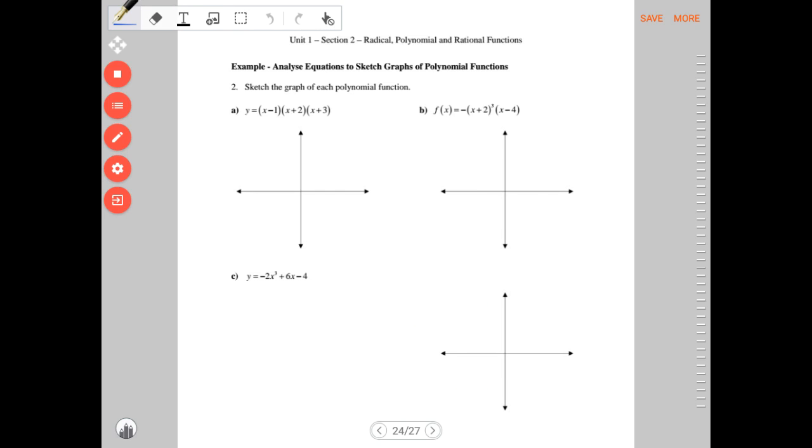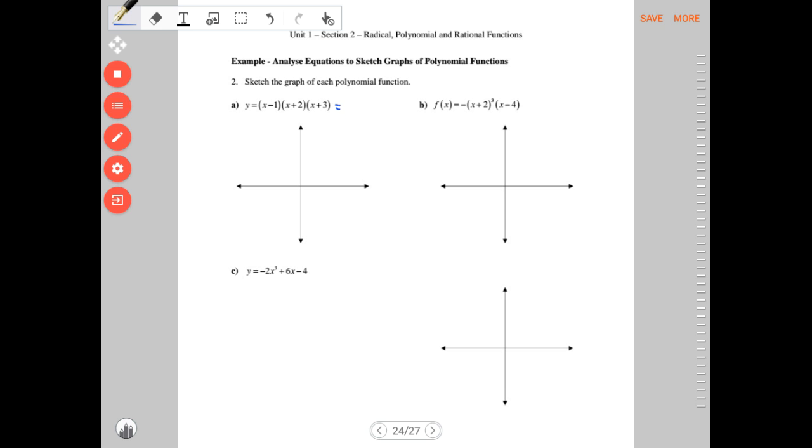Number 2, okay, sketch the graph of each polynomial. These are rough sketches. We can be a little more accurate if we really want. If we look at this, we know x, x, and x, so that's going to be x cubed. Then the back numbers: -1 times 2 is -2, times positive 3 is -6. So we know that the constant term is -6, so this is going to have a negative y-intercept.